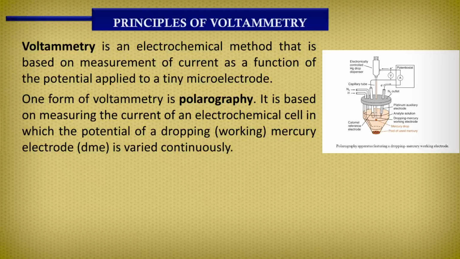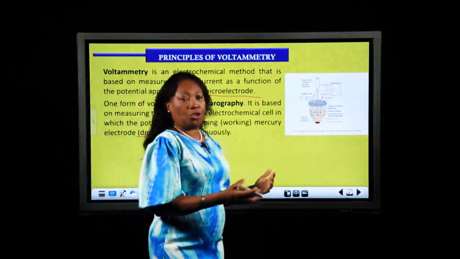Voltammetry is an electrochemical method based on measurement of current as a function of the potential applied to a tiny microelectrode. The emphasis is on microelectrode. One form of voltammetry is polarography, which is based on the measurement of current of an electrochemical cell using a dropping mercury working electrode, known as the DME. And of course, the potential is varied continuously.